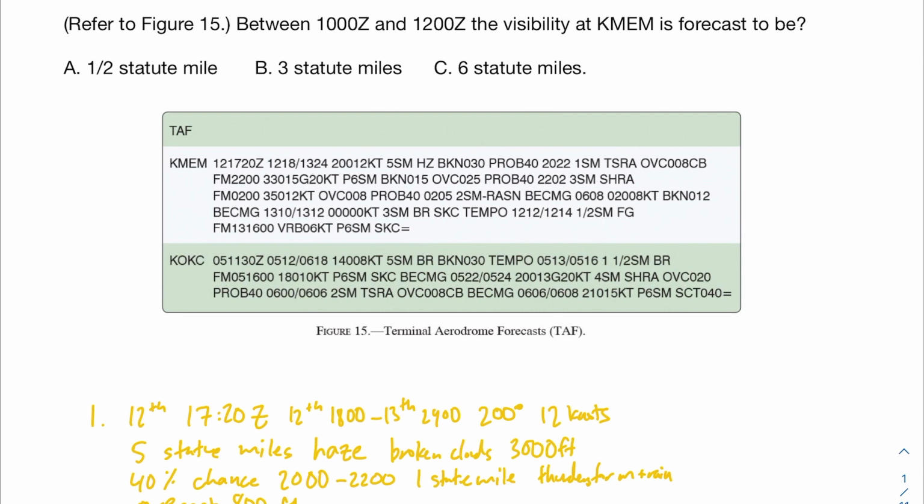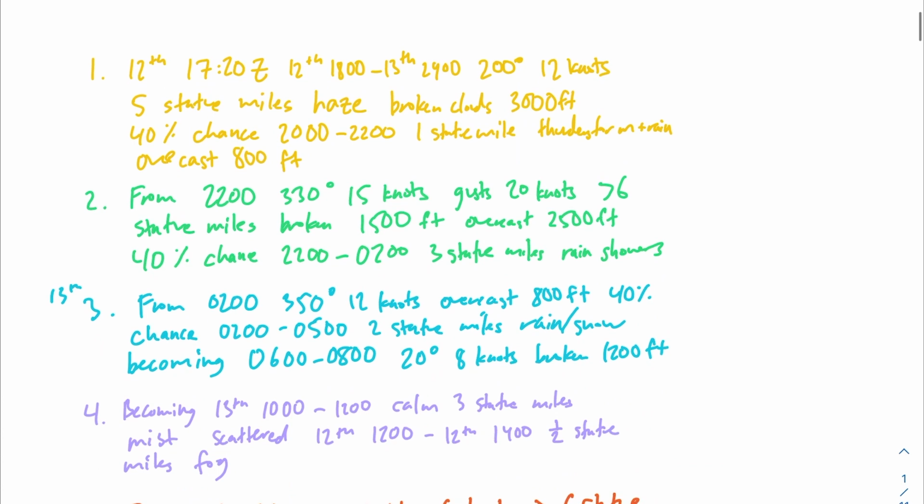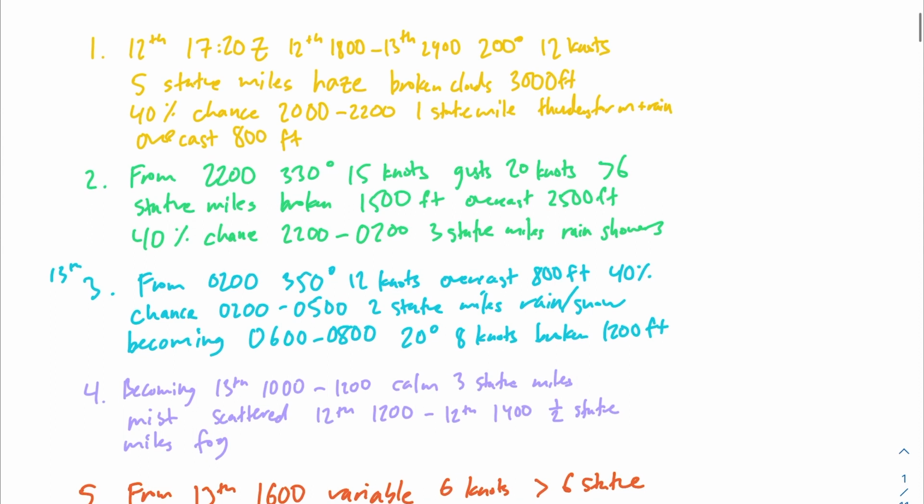Referring to figure 15, we're saying between 1000 Zulu and 1200 Zulu, the visibility at KMEM is forecast to be, and then we have three options. Remember, in the last video, we broke down this TAF report line by line, and we discussed each of the conditions for the ranges that were mentioned. So if you had done this for this TAF report, then what we could do is identify what periods each of the conditions is for.